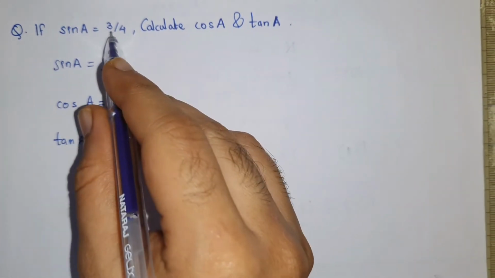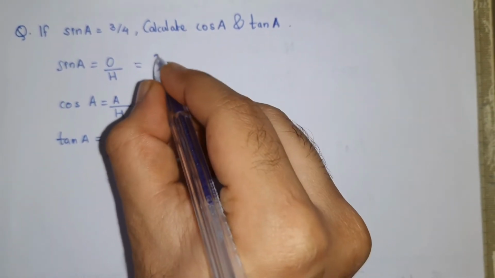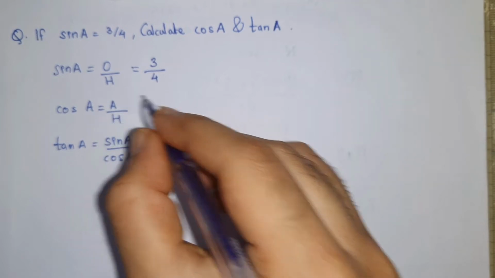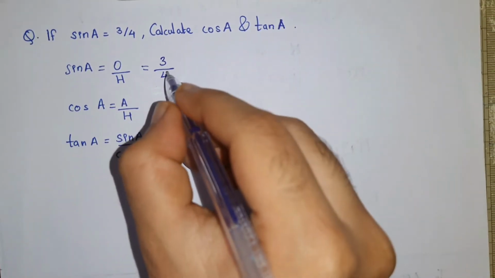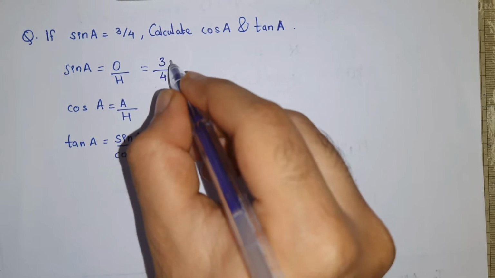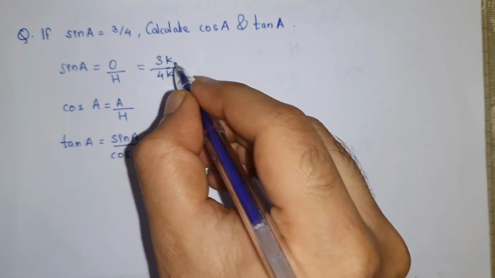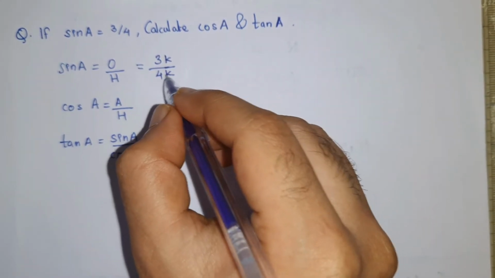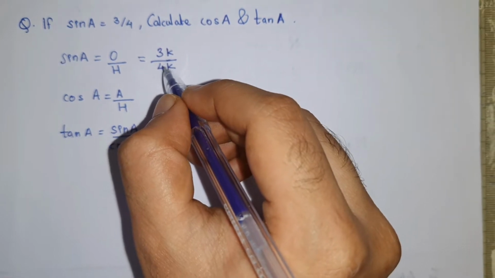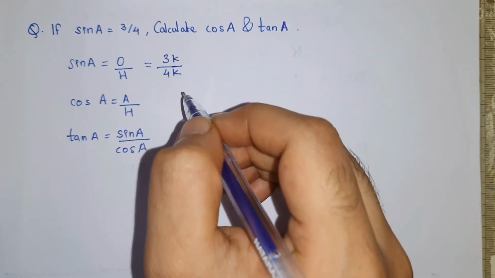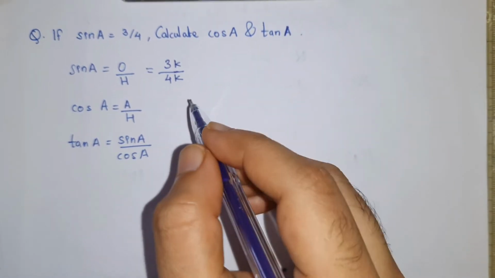Now we have sin of A is equal to 3 by 4. So opposite upon hypotenuse is equal to 3 by 4. Now we take a constant k which will be multiplied and divided to this sin of A. As this constant plays an important role, the magnitude can differ by that constant value, but while taking the ratio it will cancel out again.